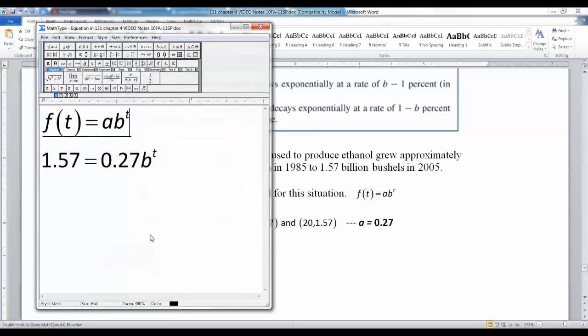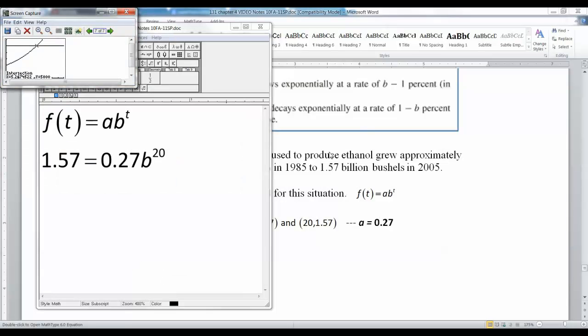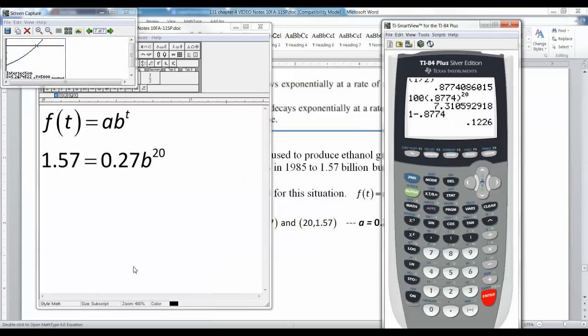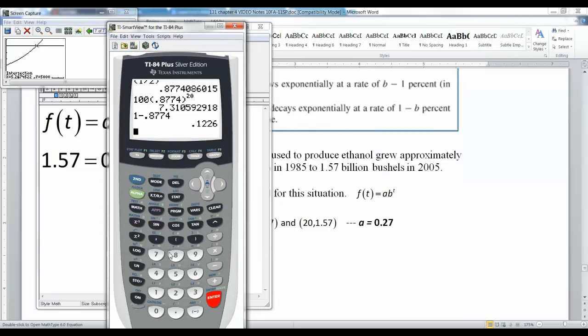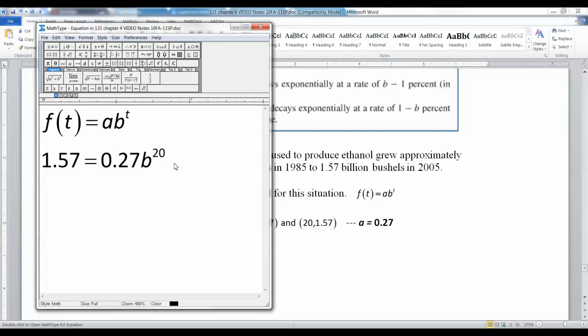And then I'm able to use that second point and say, okay, 20. Oh, and in case you're wondering where the heck did 20 come from, well, remember, I set my starting year to be 1985. So if I take 2005, take away 1985, that's 20. That's where it came from. All right, so then I can do that.